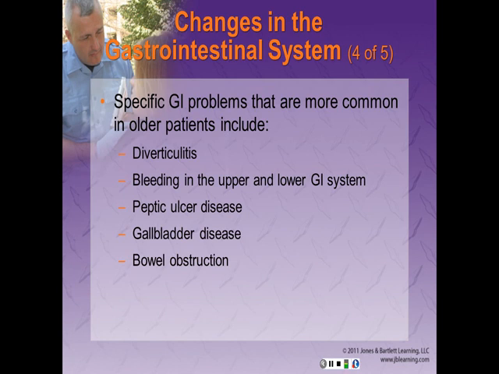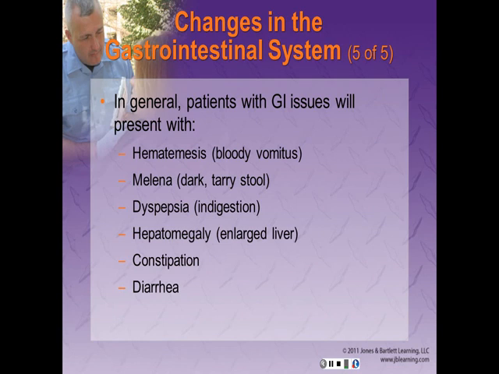In general, patients with GI issues will present with hematemesis, which is bloody vomitus, melena, which is dark tarry stools, dyspepsia, indigestion, hepatomegaly, an enlarged liver, constipation, and diarrhea. When assessing patients, ask about the use of alcohol and NSAIDs, non-steroidal anti-inflammatory drugs.